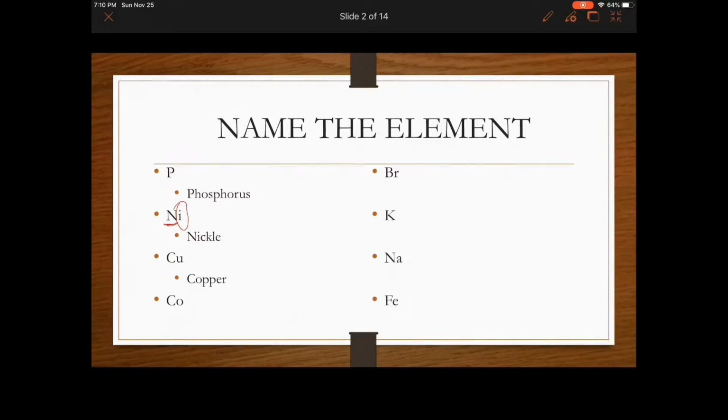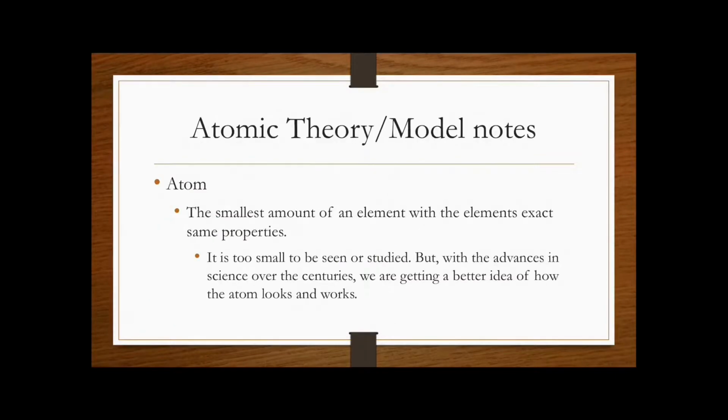So we've got Co there, that would be cobalt. Br, this is bromine. K, this is potassium, something you get out of your bananas every day. Na, sodium, this is half of your sodium chloride table salt. Fe, that is iron.